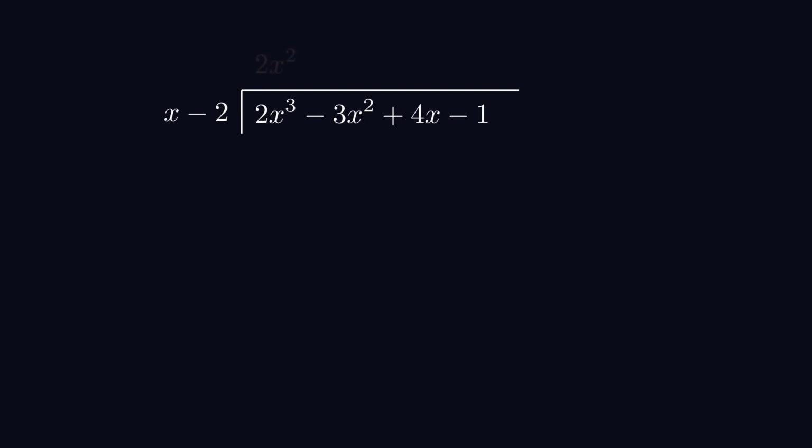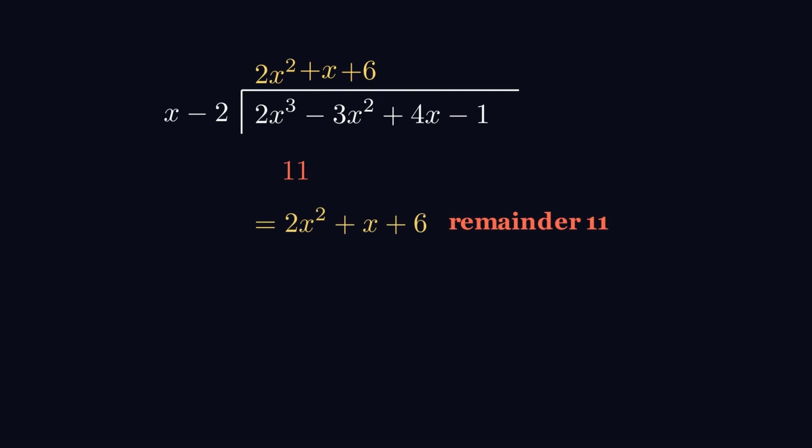2x cubed minus 3x squared plus 4x minus 1, divided by x minus 2. Run the same dance. 2x squared, then plus x, then plus 6 up top. And when the dust clears, you've got 11 left over that won't divide. That's a remainder. So the answer is 2x squared plus x plus 6, remainder 11.